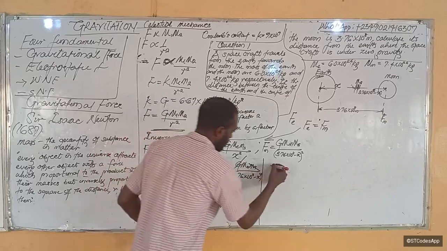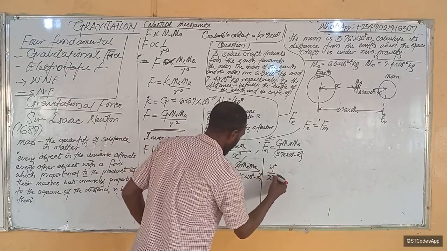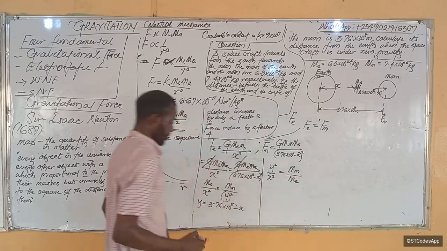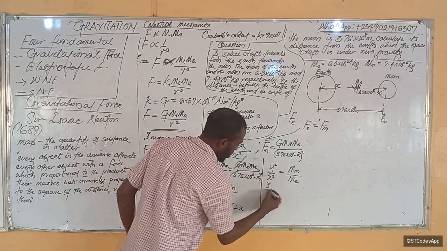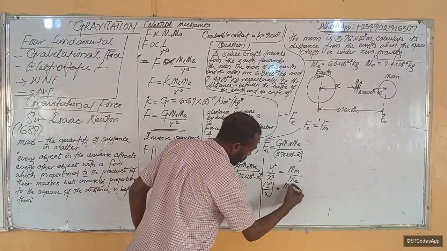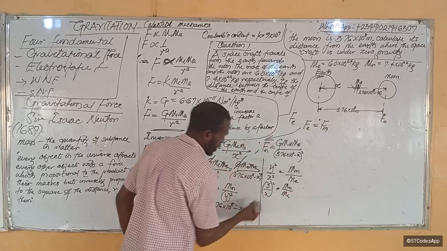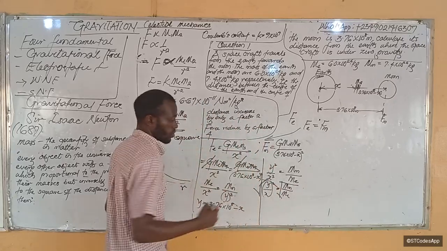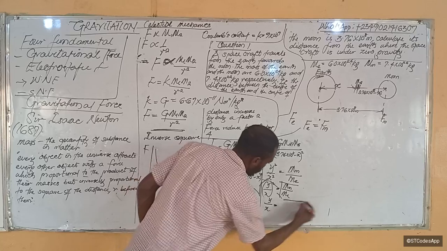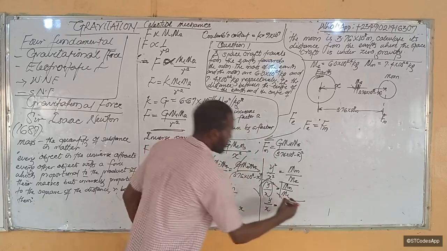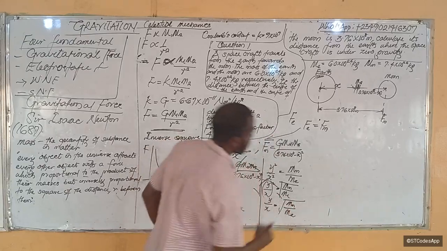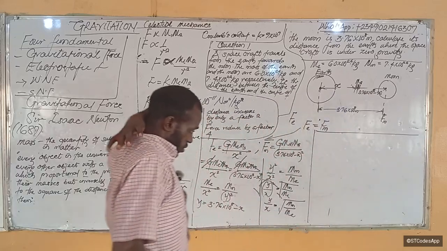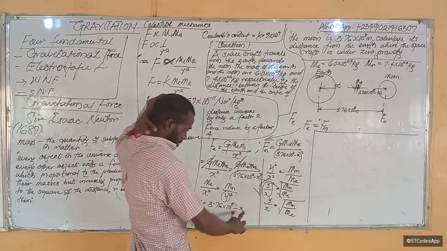This one interchanges, and we have y squared over x squared is equal to M_m over M_e. Exactly. So I'll now have y over x all squared is equal to M_m over M_e, so that I can take the square root of both sides, and square will cancel square root. So I now have y over x is equal to the square root of M_m over M_e. Is that clear?